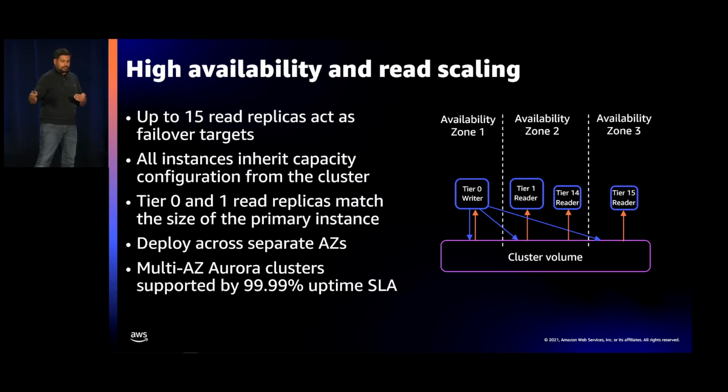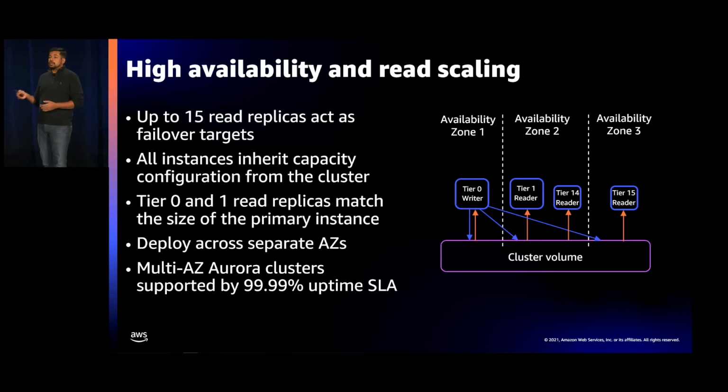What we have done in Aurora Serverless V2 databases is that tier 0 and tier 1 instances follow the writer instance in capacity. So when the time arises and we have to fail over, tier 0 and tier 1 instances will have the same capacity as the writer instance.